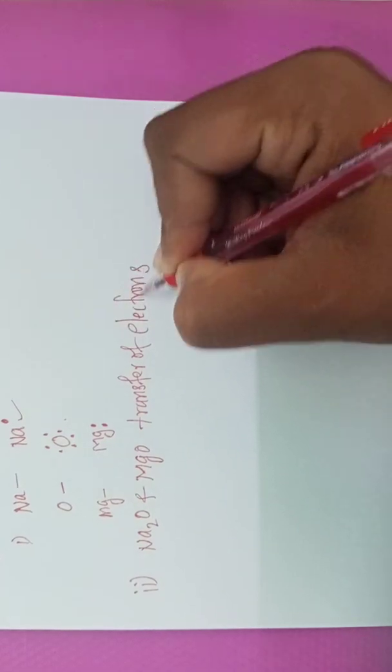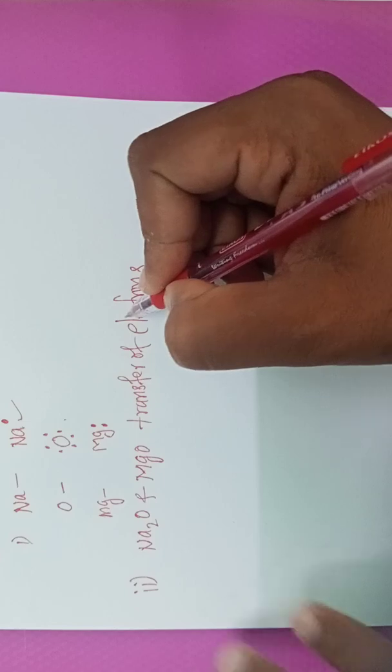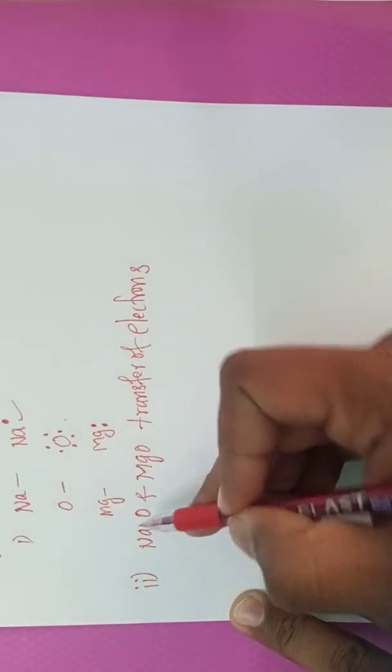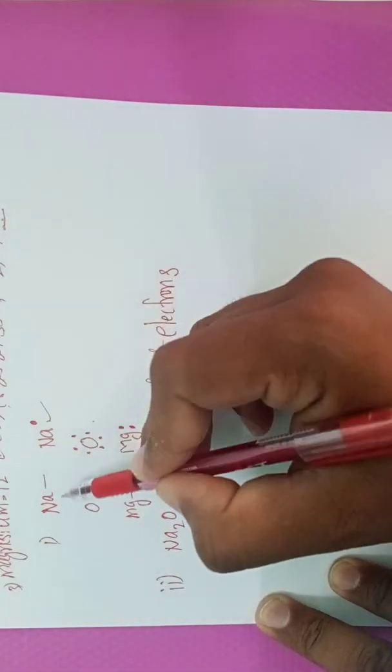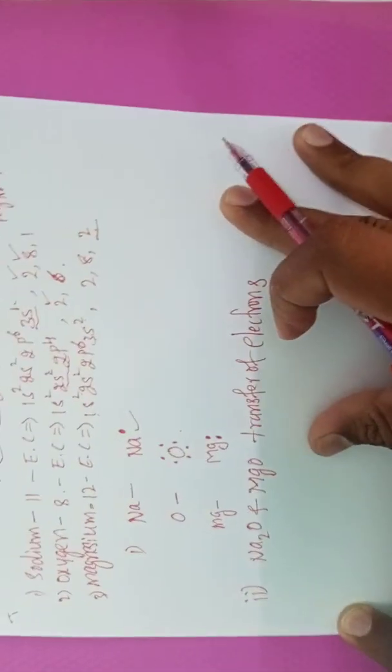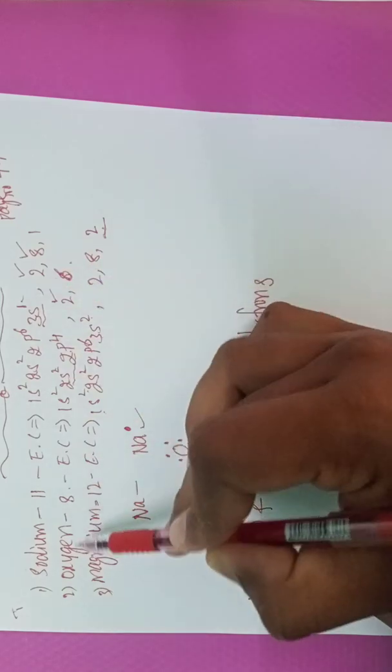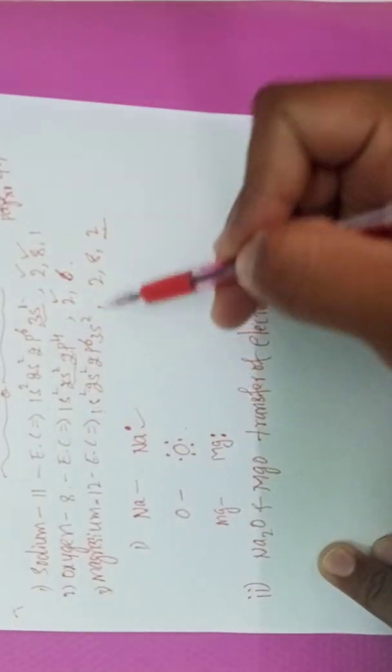So first we should write the electronic configuration of sodium and oxygen. I have already written the sodium electronic configuration. See the sodium electronic configuration; the oxygen electronic configuration I have also already written.